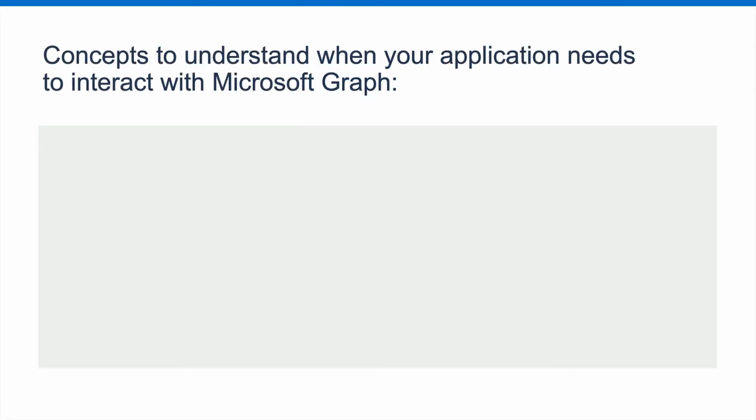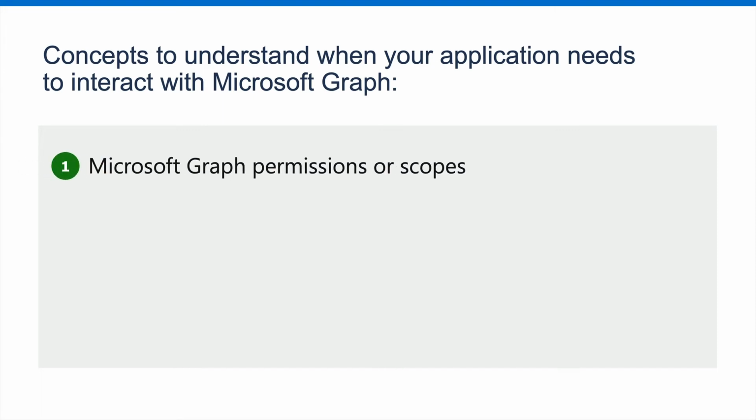So here are a few concepts to understand when your application needs to interact with Microsoft Graph, and we'll talk about each of these in turn. First off, you need to understand Microsoft Graph permissions or scopes. And you'll see that permissions actually contain scopes, and we'll talk more about that coming up shortly. You also need to know about permission types. And there are two key types that I'll talk about in just a moment as well.